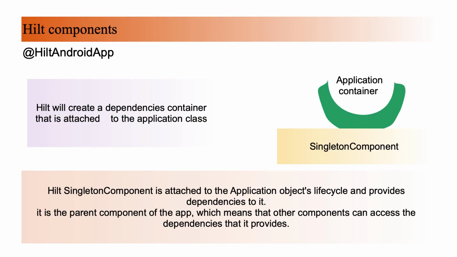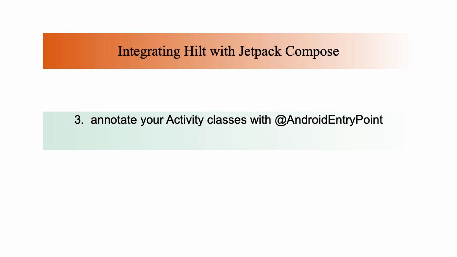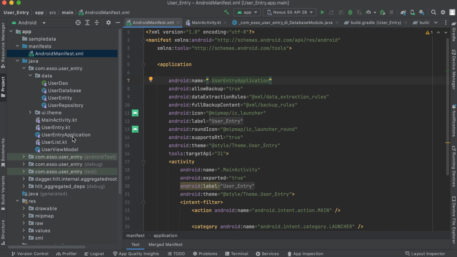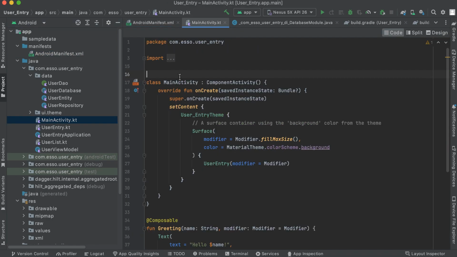By adding the HiltAndroidApp annotation, Hilt will create a dependency container called the application container or singleton component that is attached to the application class. Hilt's singleton component is attached to the application object's lifecycle and provides dependencies to it. It is the parent component of the app, which means that other components can access the dependencies that it provides. Step 3, annotate your activity classes with the AndroidEntryPoint annotation. Back to our application, open MainActivity and add AndroidEntryPoint, okay, save.